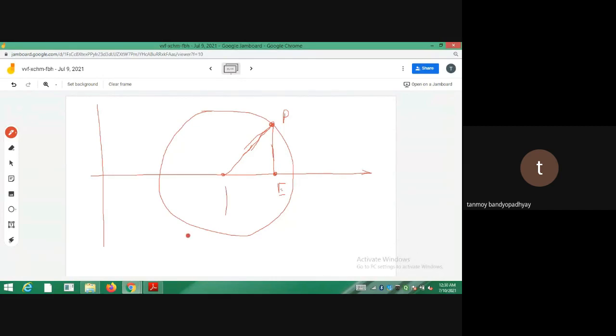So what is this one? You can just check that this length is half of sigma x minus sigma y. So this will be sigma x minus sigma y by 2, and this length is actually tau xy.